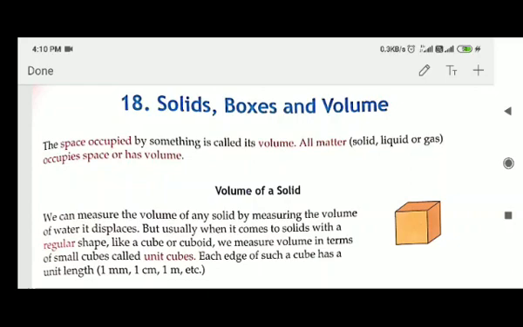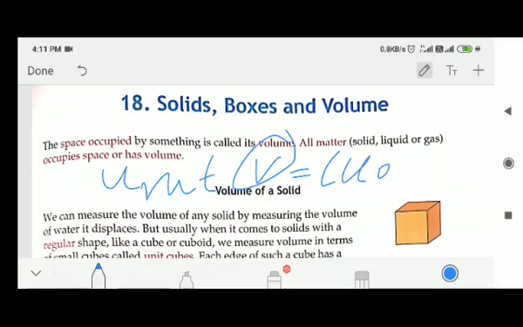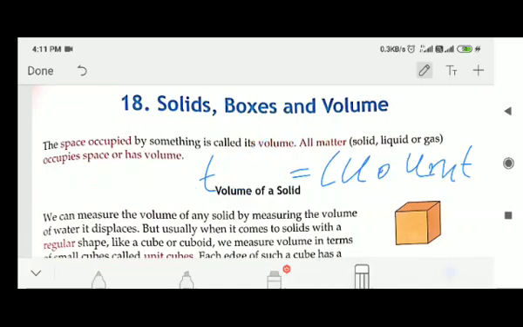The perimeter unit is meter, centimeter, millimeter. The area unit is meter square, centimeter square, or you can write square meter, square centimeter. Basically, for area we are using square units. Similarly, when you are finding out the volume, the unit of volume should be cubic unit. V for volume is measured in cubic units. This is the unit of volume.